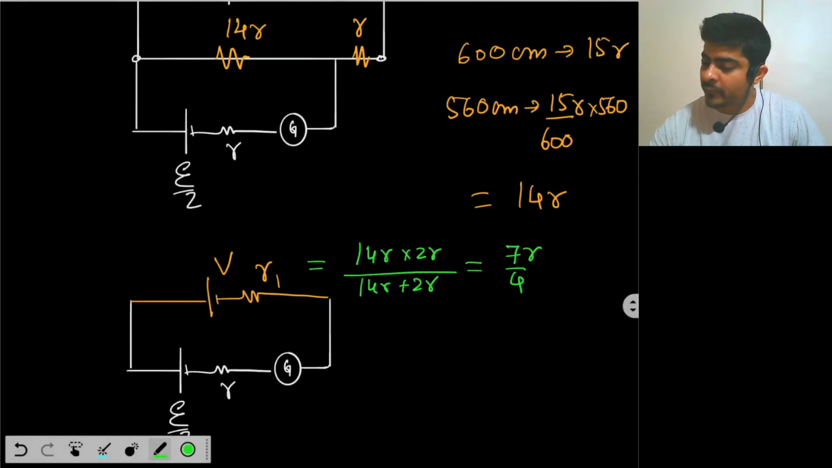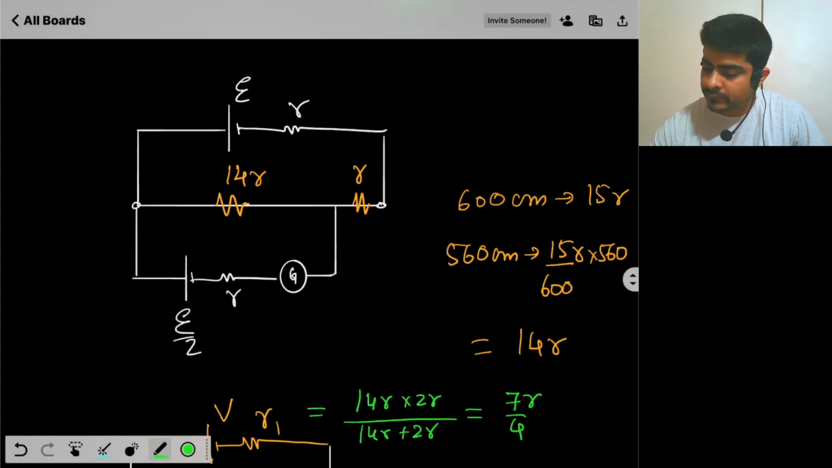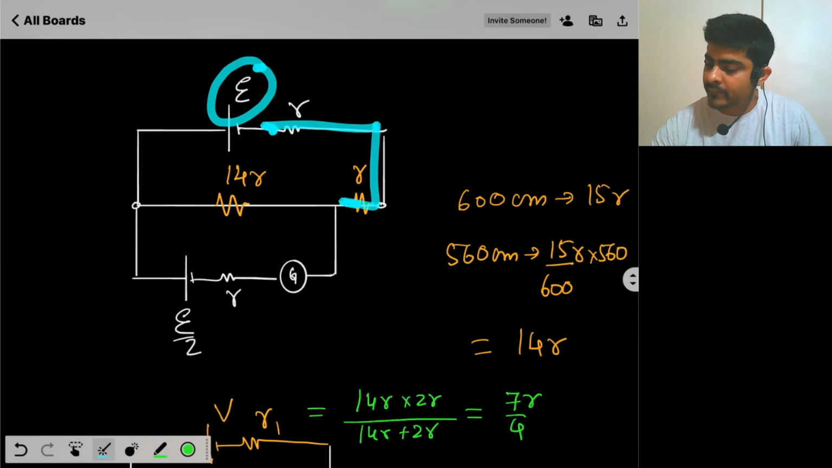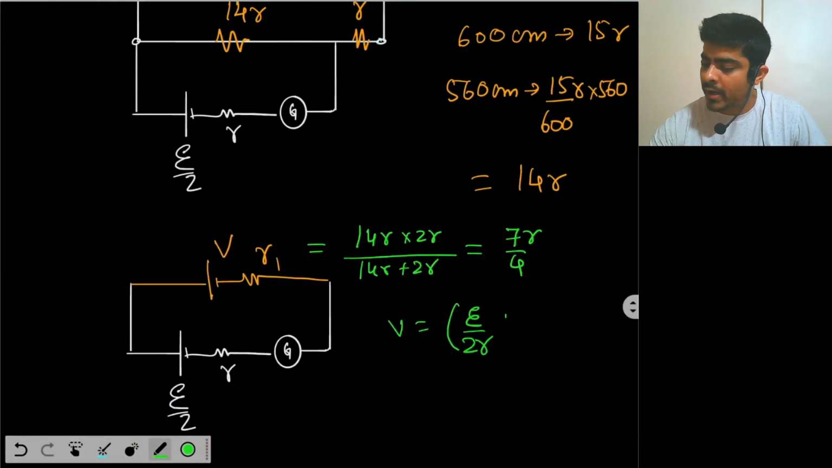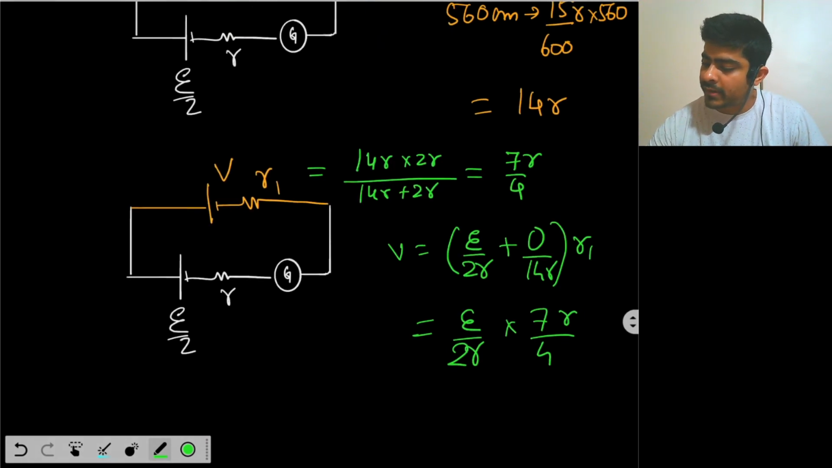And how to find V now? So V will be equal to E by 2R plus 0, there's no EMF in this branch, divided by (1 by 2R plus 1 by 14R), which is into R1. So this is equal to E by 2R into 7R by 4. So we get this to be equal to 7E by 8. That is your V. V is 7E by 8.